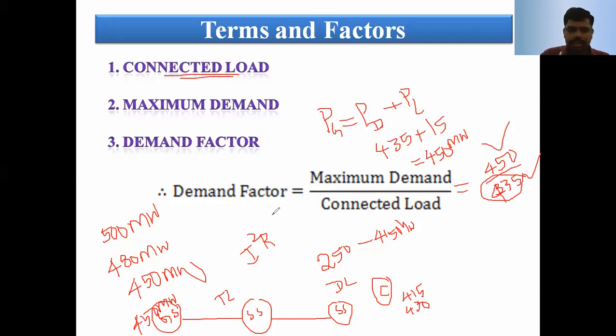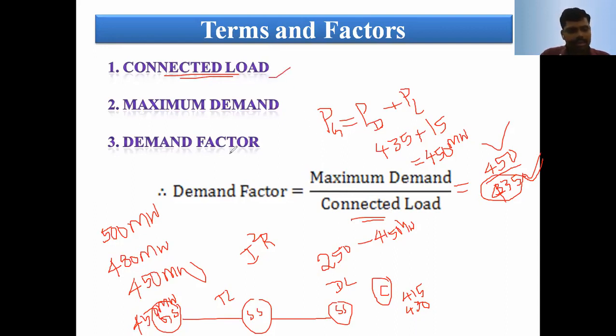Demand factor is defined as the ratio of maximum demand on the power station to the connected load. Maximum demand on the power station means, for the particular power plant, we need to take the peak load, including the line losses, that is transmission as well as distribution line loss. Connected load means how much the consumer has connected. But the consumer never utilizes all the appliances at a time. If all the switches are on at a time, and all the appliances are utilized at a time, that is equal to the connected load.